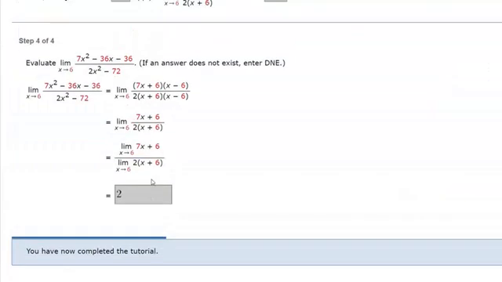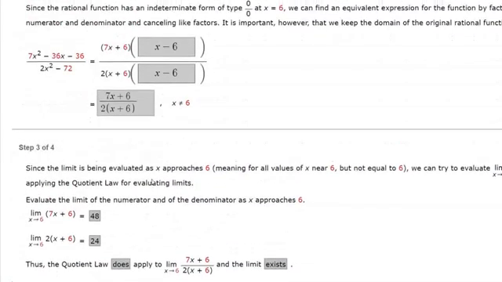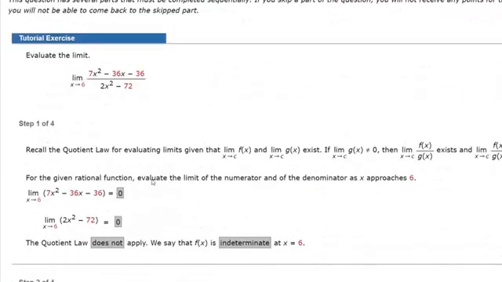Okay, so that's all. Those are the steps that you want to take when it's a rational expression and it's an indeterminate form. WebAssign just breaks it up in pieces.